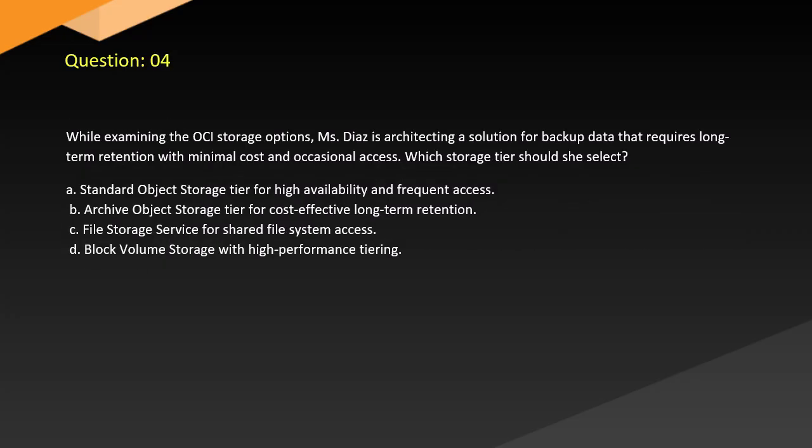Question 4. While examining the OCI storage options, Dias is architecting a solution for backup data that requires long-term retention with minimal cost and occasional access. Which storage tier should she select? A. Standard object storage tier for high availability and frequent access. B. Archive object storage tier for cost-effective long-term retention. C. File storage service for shared file system access. D. Block volume storage with high performance tiering.